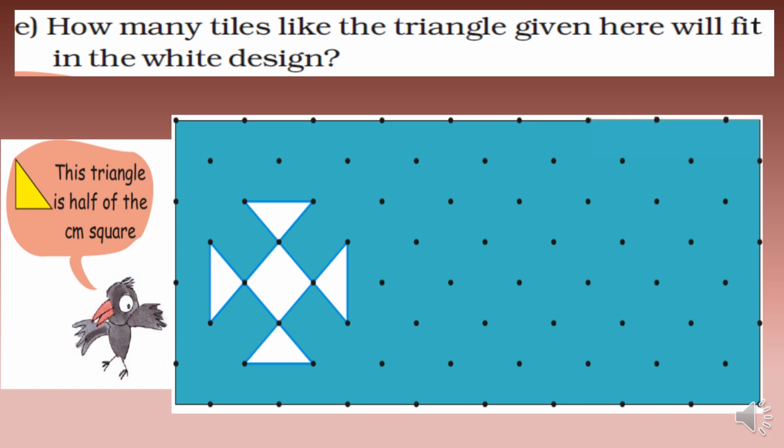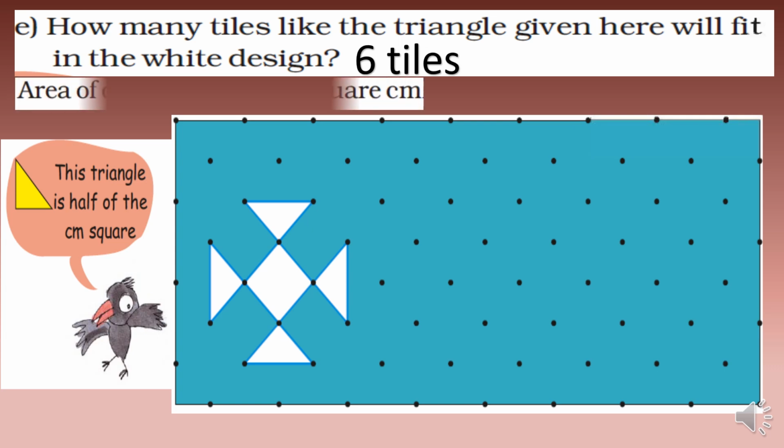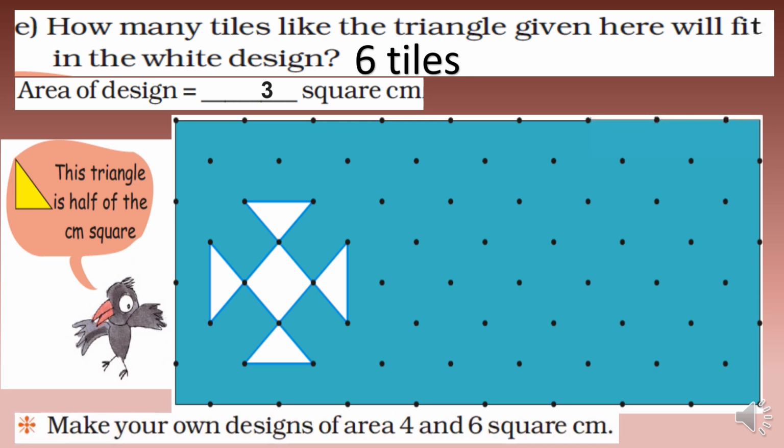So the tile is a square, so you can see that the 6 tiles will fit in this design. So the area of the design is 3 square centimeters, because each tile is half of a square centimeter. Now make your own design of area 4 and 6 square centimeters. This you will do by yourself.